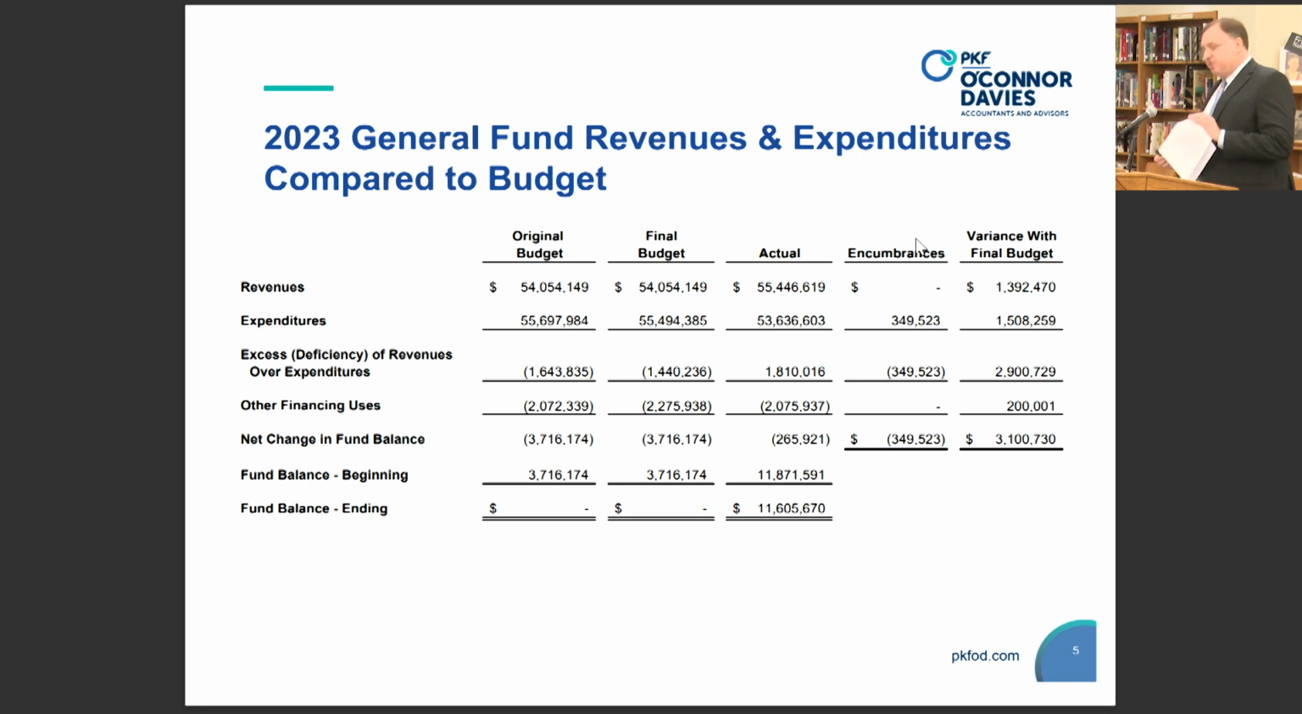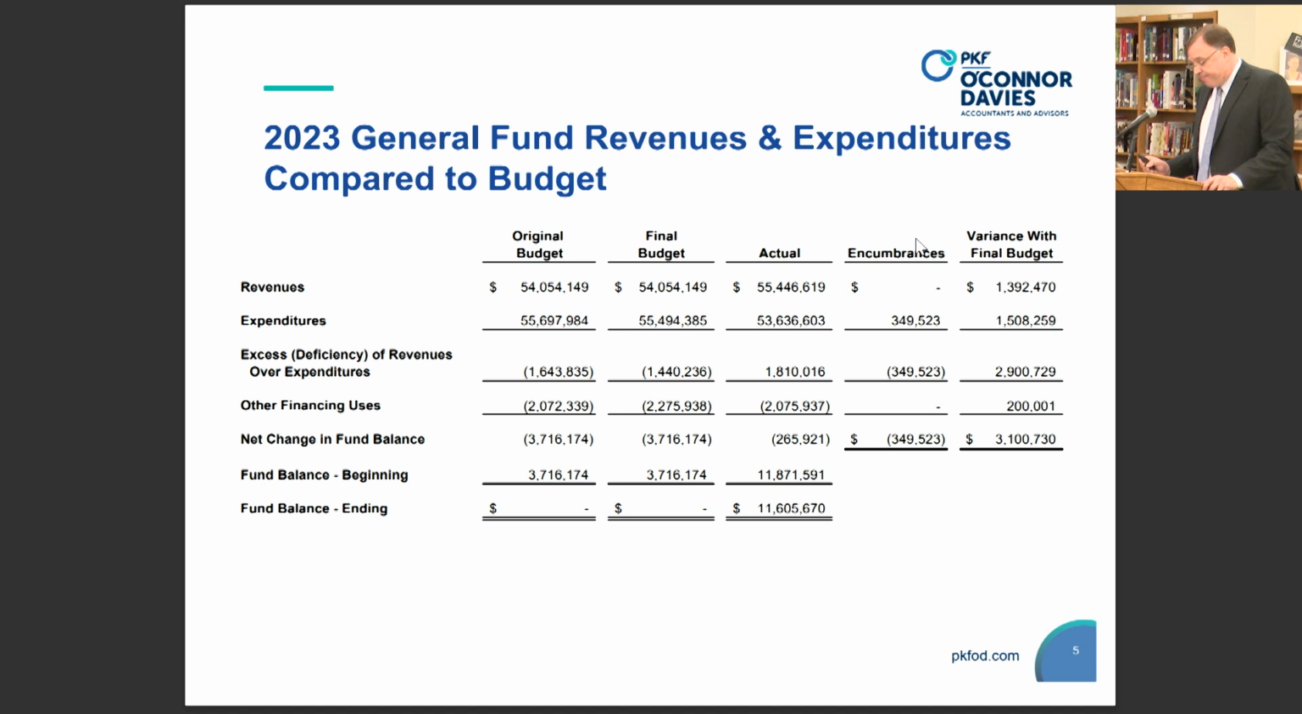So now, here are the numbers for the year ended June 23. This is a very high-level summary of the general fund, which is the fund that your voters vote upon each spring for your operations. So you could see the top line, you had estimated to collect revenues of about $54 million in the first two columns, and then what actually happened was you collected about 55.4 million, so you did about 1.4 million better on the revenue side, and we'll take a look at what caused that.